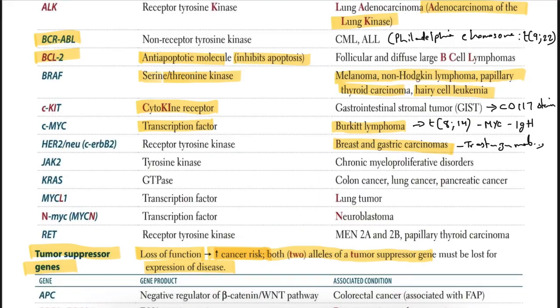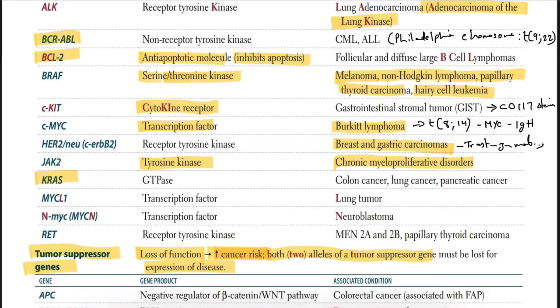Trastuzumab. I am telling only the important things, because these oncogenes we have to learn by heart; we can't understand them. Okay, next one JAK2. The gene product is a tyrosine kinase, and the associated condition is myeloproliferative disorders, for example polycythemia vera.